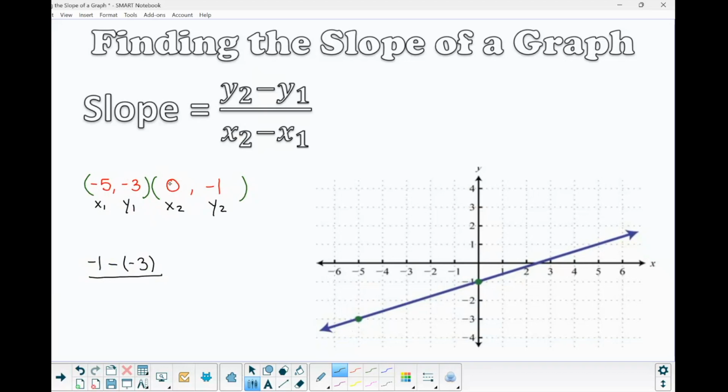Now we go to the x's. x2, 0, minus, again, same thing, -5 has its own negative, so now we have 2 negatives. And now we simplify. Now, -1 minus -3. Well, we have 2 negatives right next to each other, so they become a positive. -1 plus 3 is 2. Same thing on the bottom, 0 minus -5. 2 negatives are directly next to each other. This becomes a positive. 0 plus 5 is 5. So our slope in this case would be 2/5.